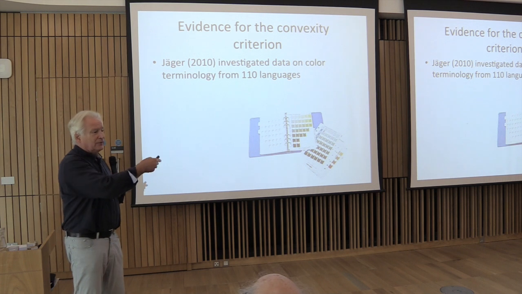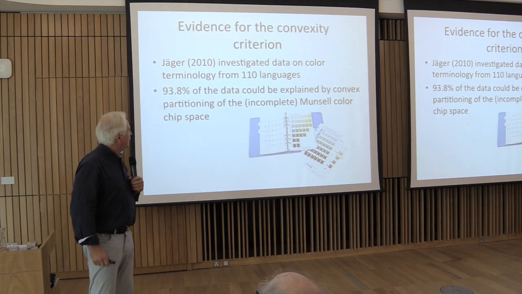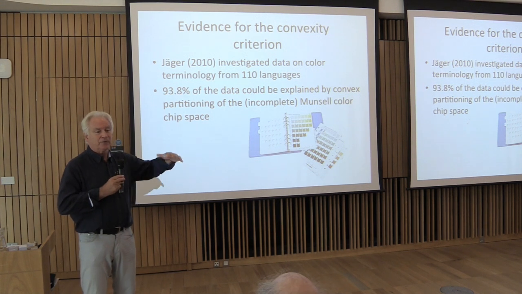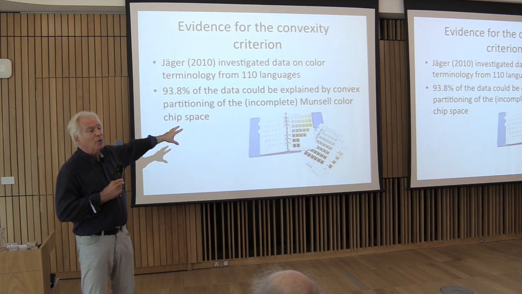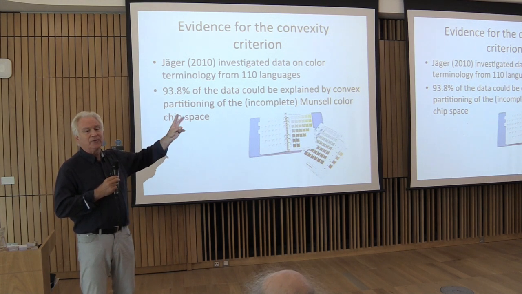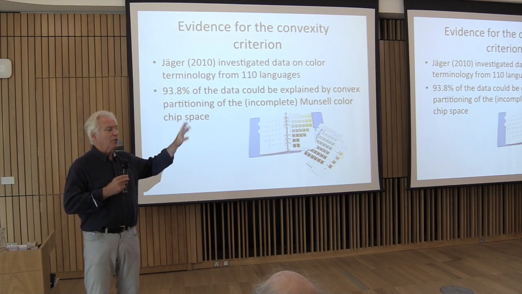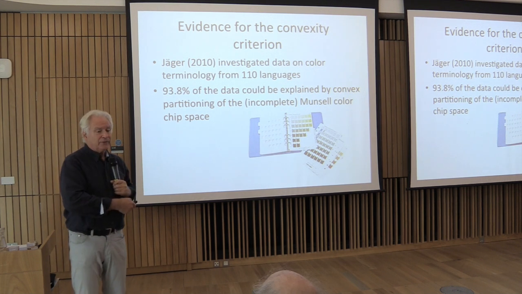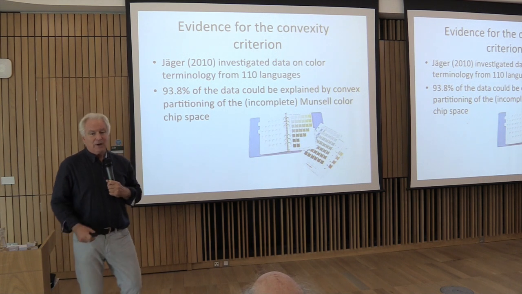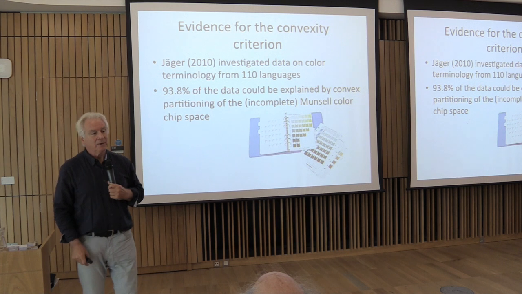And Jäger did a study of all this data, and he found that 94% of the data could be explained by convex partitioning of this color space. And 94 is not 100, but the main deviations were for the very small languages, with two informants, so there is a bit of statistical variation here. Of course, people don't agree perfectly on where the borders between the colors are. But in general, this is very strong evidence that in all the 110 languages where you have data, all color terms correspond to convex regions of the color space.